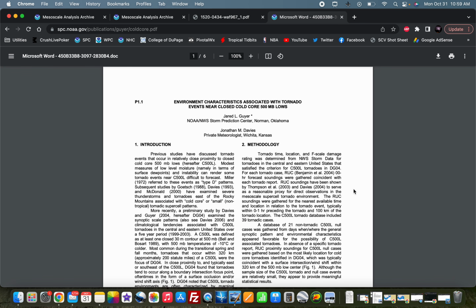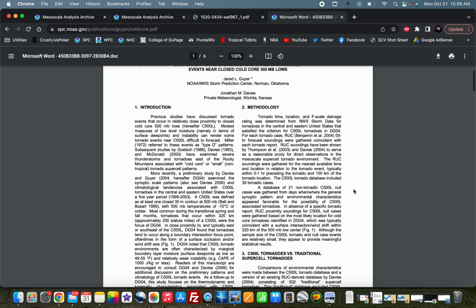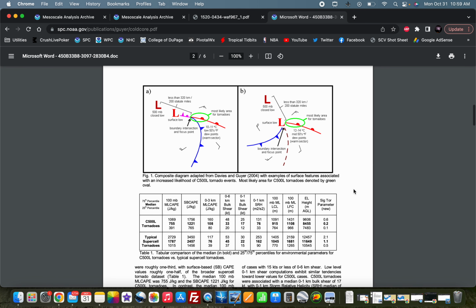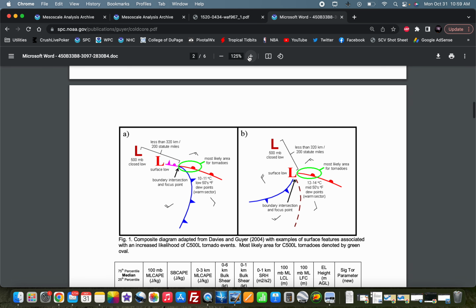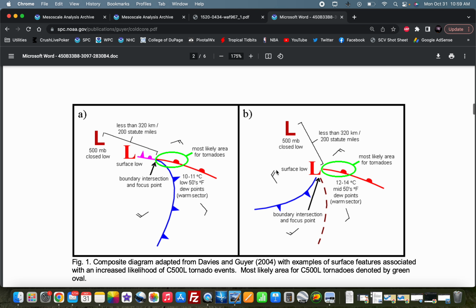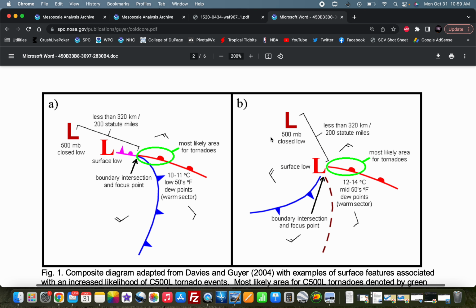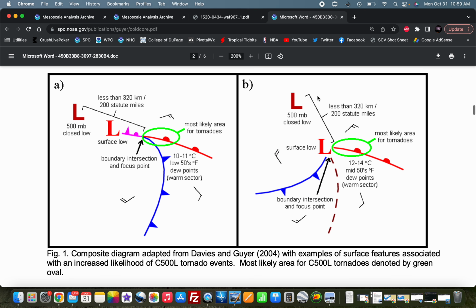Here's another one that John Davies did with SPC forecaster Davies Guyer on these cold core 500 millibar low tornado events. And I want to draw your attention here to figure 1 in this article. So zoom in here on this figure. These are a couple of composite diagrams showing the general surface features that you'd expect that increase the likelihood of a cold core tornado event.